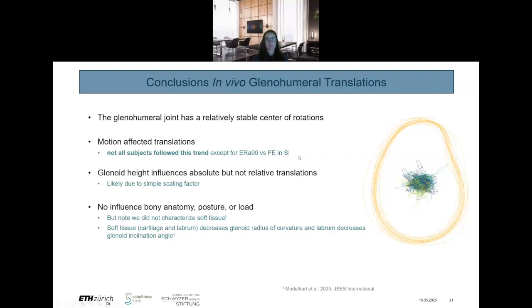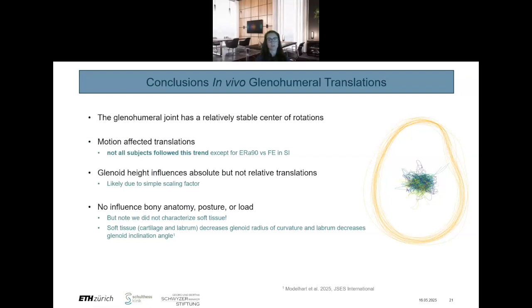And this can be affected by motion, but again, a lot of these patterns that were statistically significant still did not hold true for many of the subjects. And we couldn't find any sort of influence of any of the bony joint parameters or posture that we measured. But we need to note that we didn't characterize the joint anatomy based on the soft tissues.